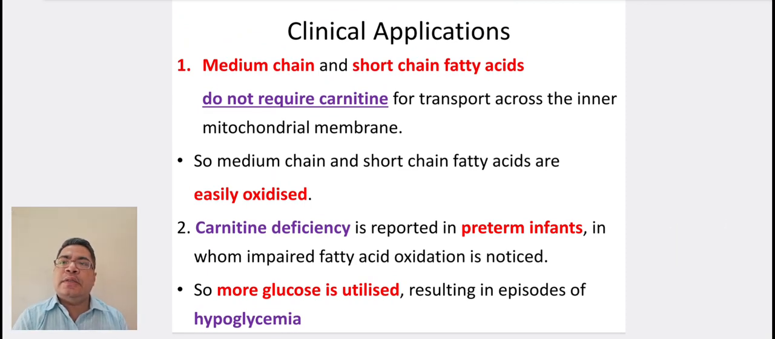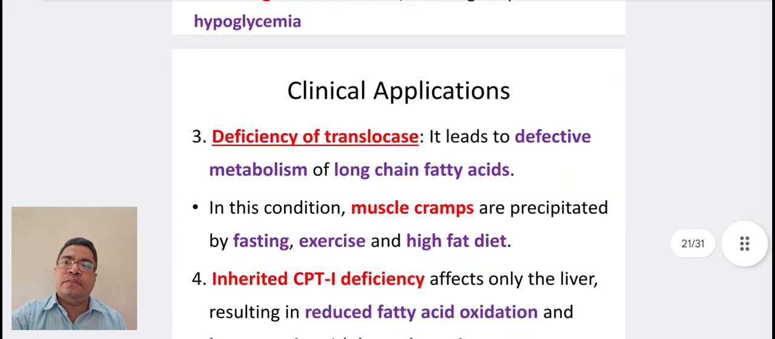Coming to clinical applications. The medium chain and short chain fatty acids do not require carnitine for transport across inner mitochondrial membrane. So medium chain and short chain fatty acids are easily oxidized. Carnitine deficiency is reported in preterm infants in which impaired fatty acid oxidation is noticed. With less fatty acid oxidation, glucose is utilized, resulting in episodes of hypoglycemia.